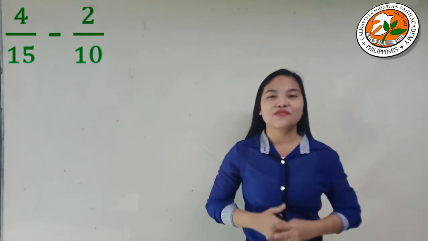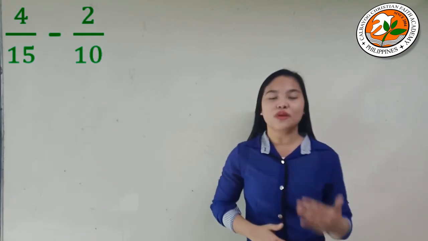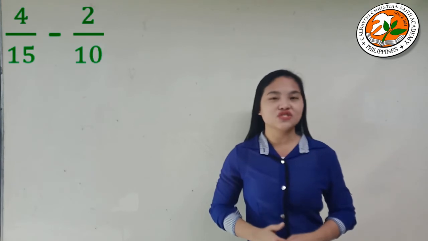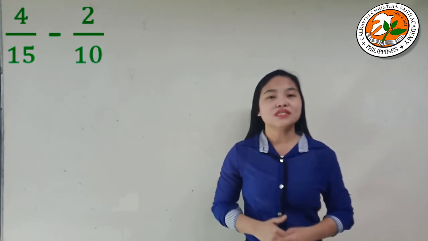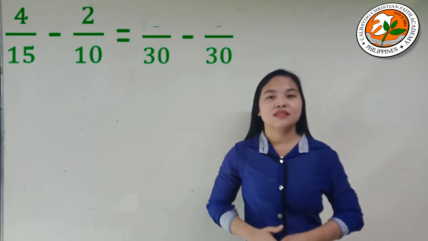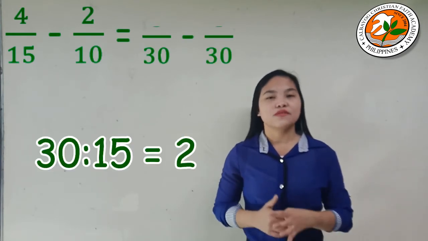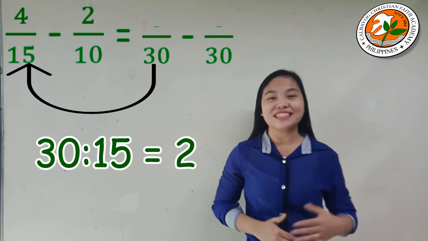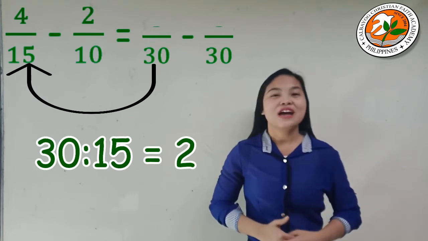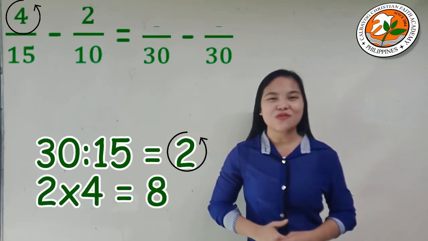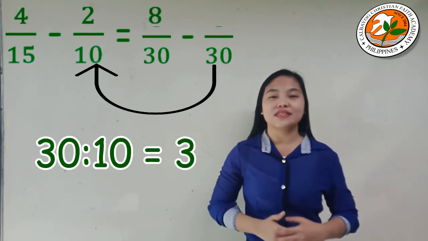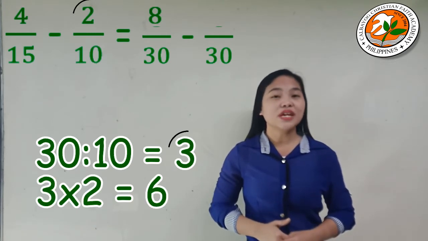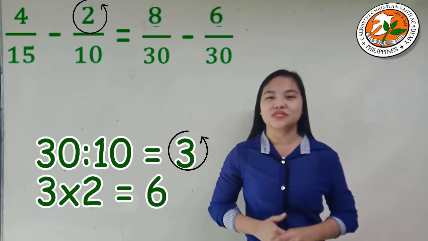Second step, let's find fractions equivalent to the given fractions using their LCD as denominator. Since our denominator is 30, then we will solve. So 30 divided by 15 is equal to 2. 2 times 4 is equal to 8. Next, 30 divided by 10 is equal to 3. 3 times 2 is equal to 6.